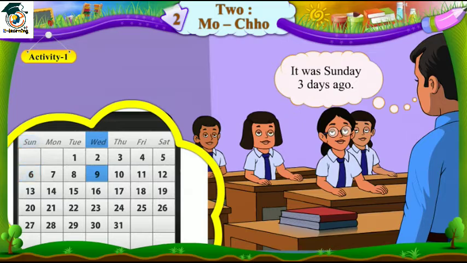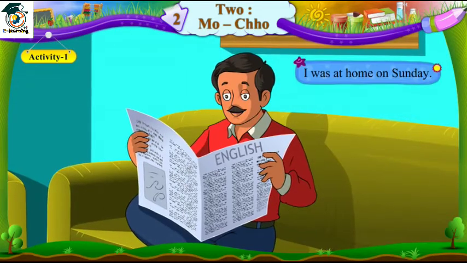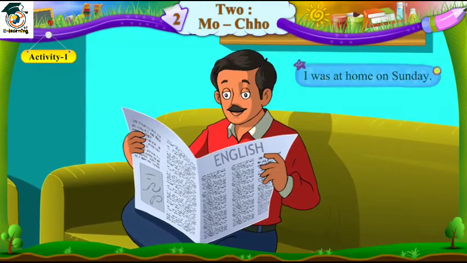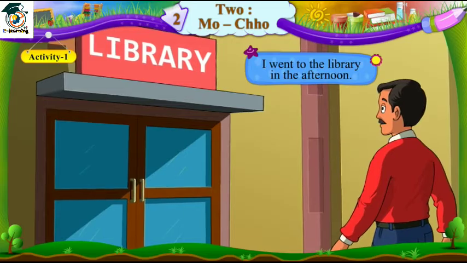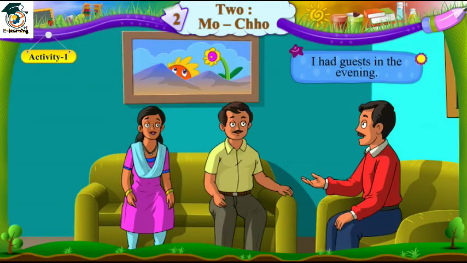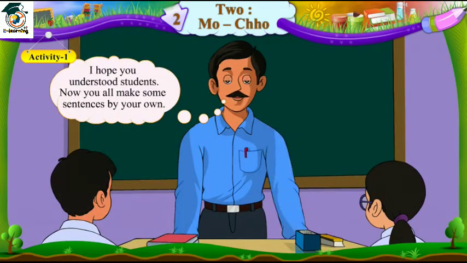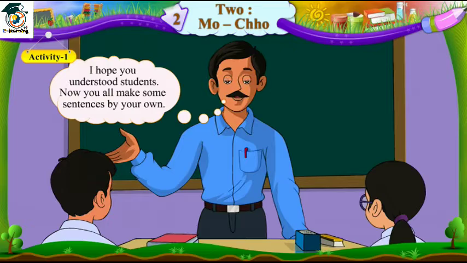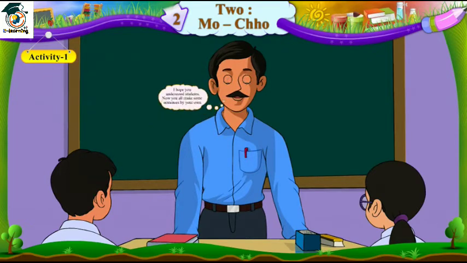It was Sunday 3 days ago. I was at home on Sunday. I had no notebooks. I went to the library in the afternoon. I had guests in the evening. I hope you understood, students. Now you all make some sentences by your own.